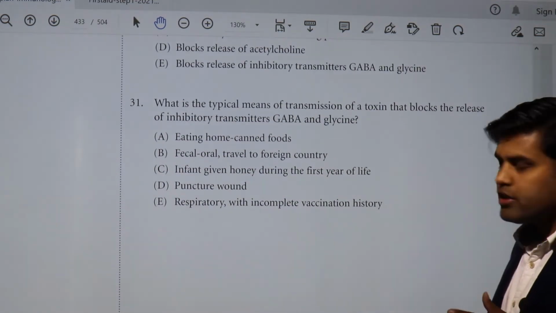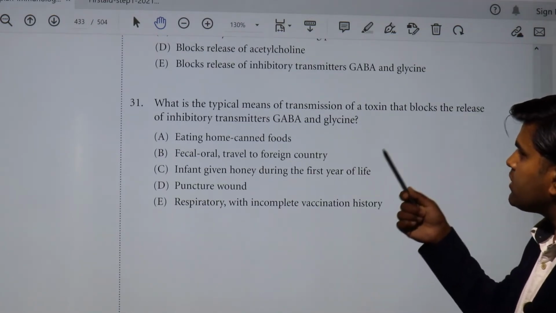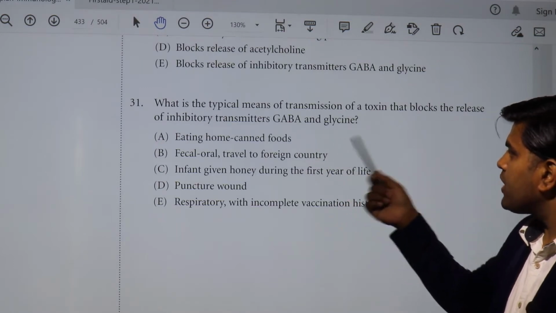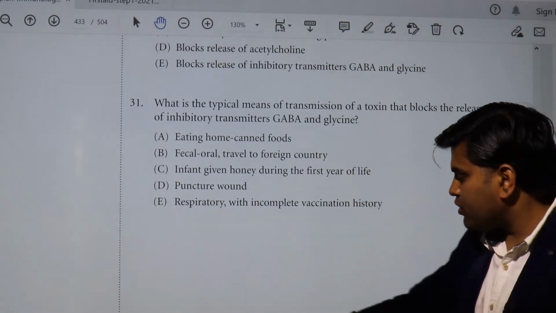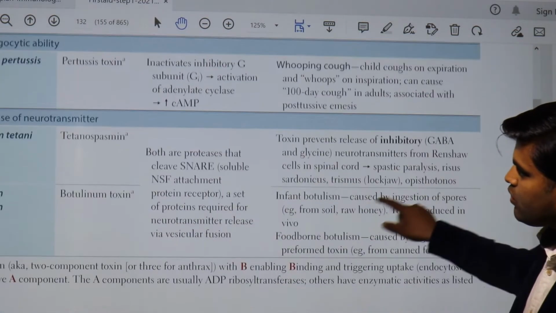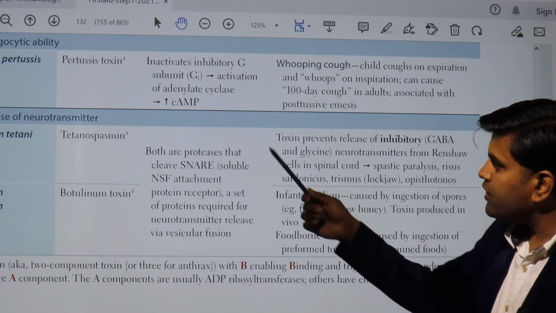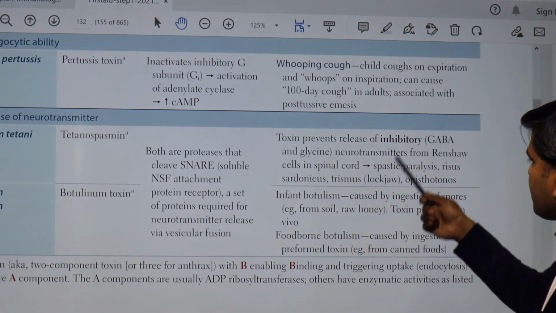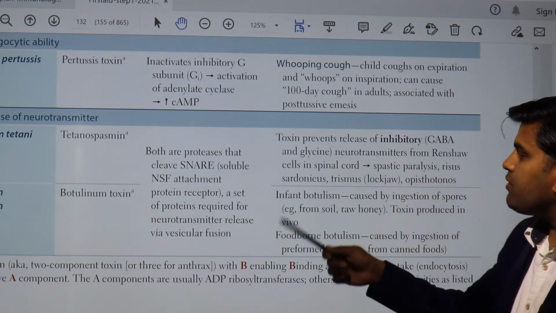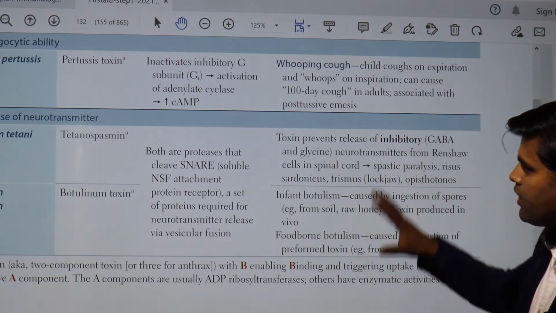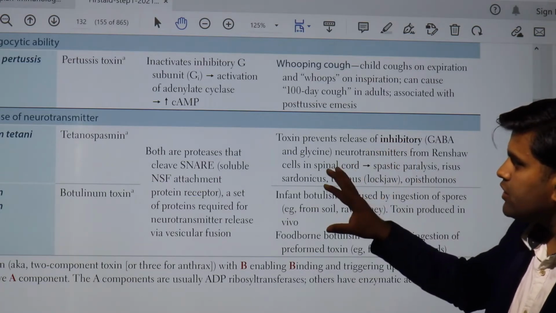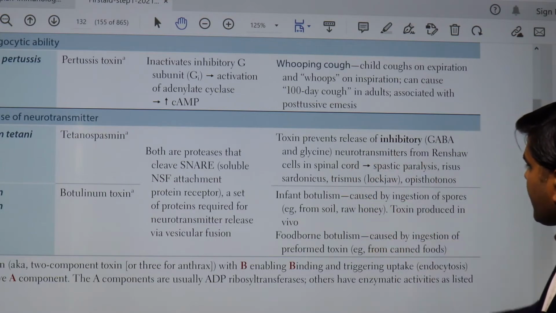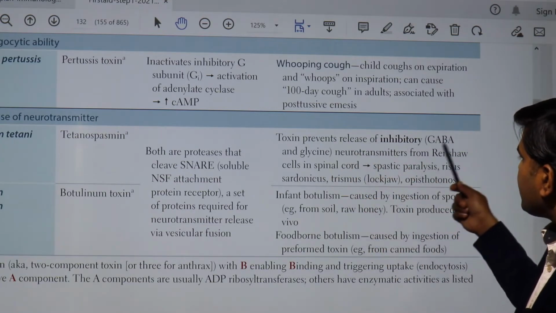Let's move to another question. What is the typical means of transmission of the toxin that blocks the release of inhibitory transmitter GABA and glycine? We know, going to the same toxins, we have Clostridium tetani and Clostridium botulinum. Clostridium tetani releases tetanospasmin, which cleaves the SNARE protein and damages the inhibitory GABA and glycine release in the Renshaw cell. So Clostridium tetani releases tetanospasmin that cleaves the SNARE protein, and causes inhibition of the release of GABA and glycine.